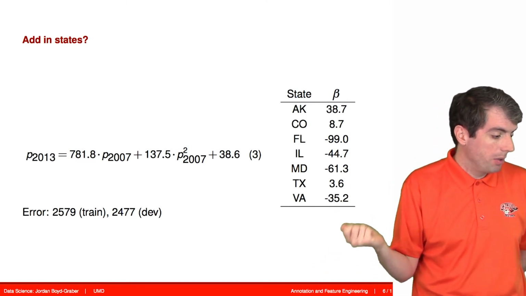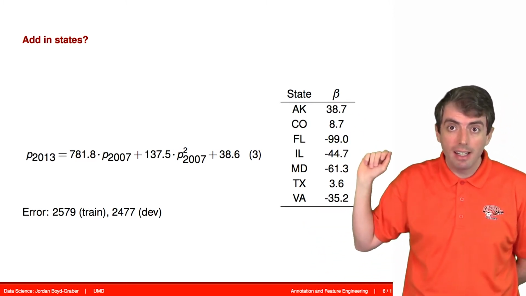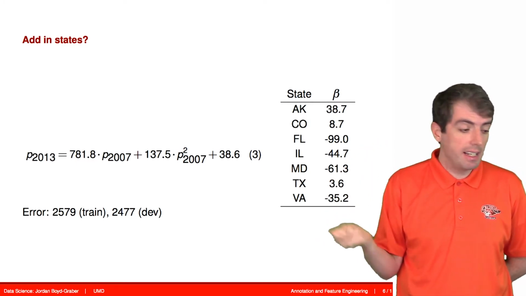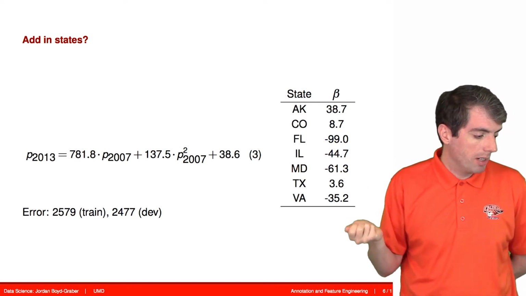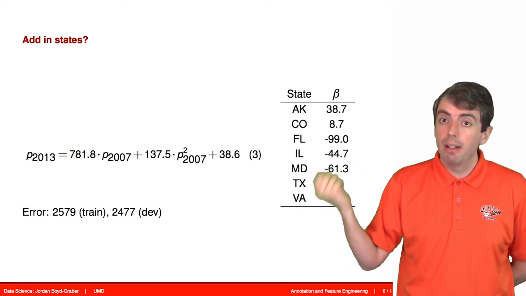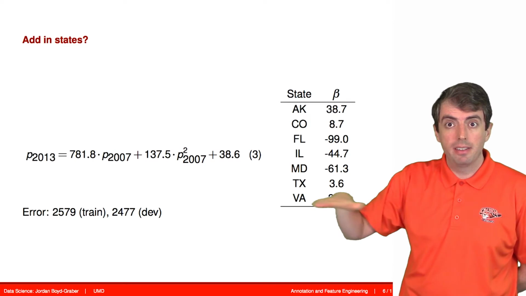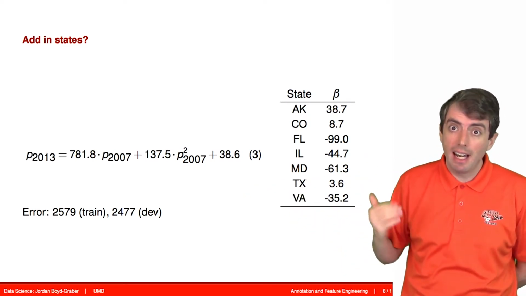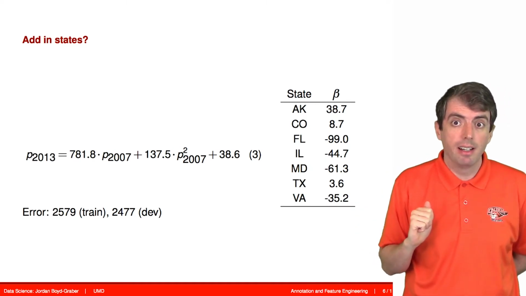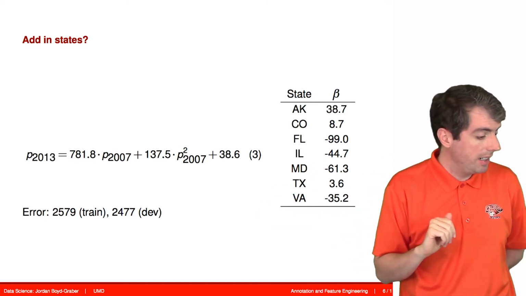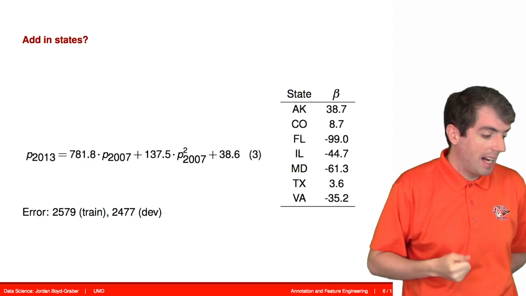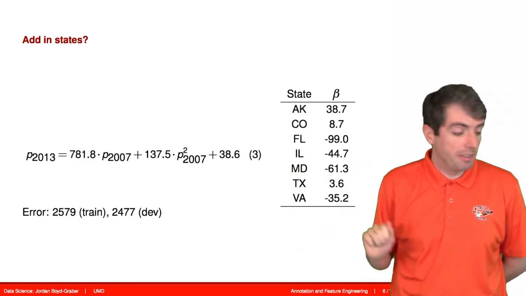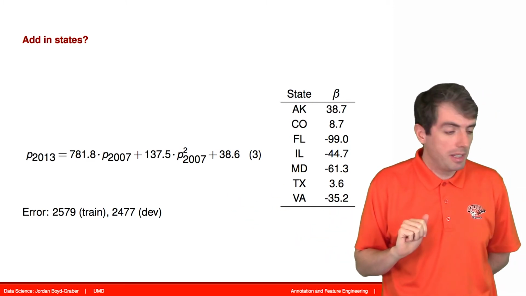And so if you look at, say, Florida, that was hit really hard by the crash, and so it has a big negative coefficient. If you look at Texas and Colorado, they weren't hit so hard. Prices were almost flat. And if you look at Alaska, Alaska actually had an increase in prices from 2007 to 2013, and so it has a higher increase. So with that, we now get our error down even further to in the 2000s.